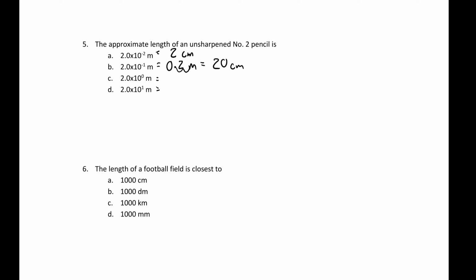So 10 to the 0 is 1. 2 times 1 is 2. Think of how long a meter stick is. Is it 2 meter sticks? No, a meter is about a yard. It's not 2 yards long. And then 10 to the 1 is 10. So this would be even longer, 20 meters. Definitely not either of those. So it's going to be choice B.